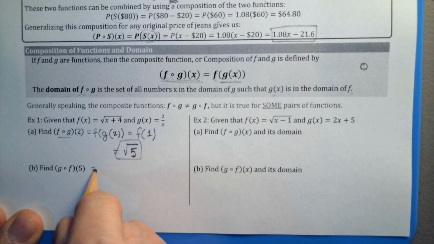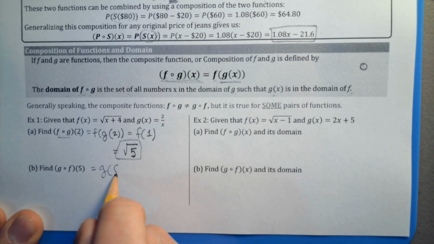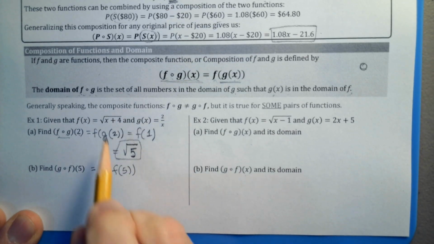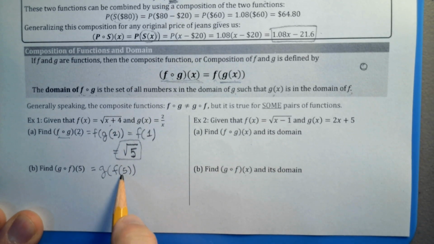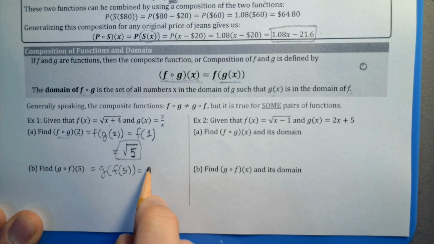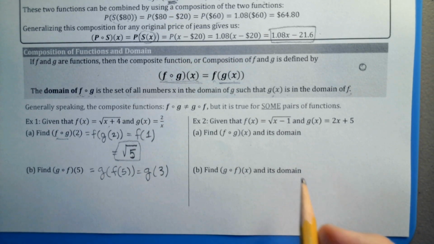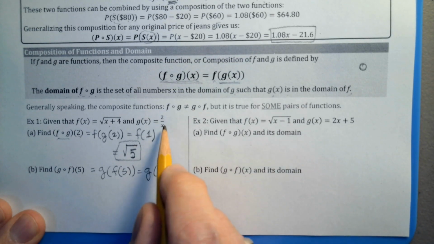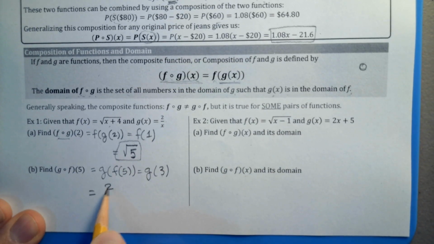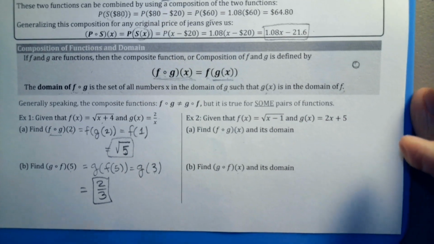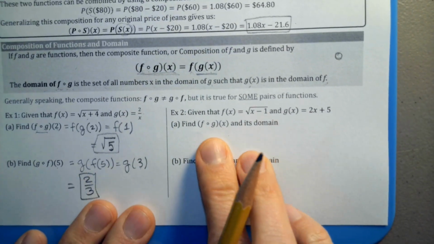So again, you might find it easier to think of it as g of f of 5. So what is f of 5? f of 5 is the square root of 9, which is 3. So this is equal to g of 3. And then g of 3, that's just equal to 2/3. All right, so g∘f of 5 is 2/3.